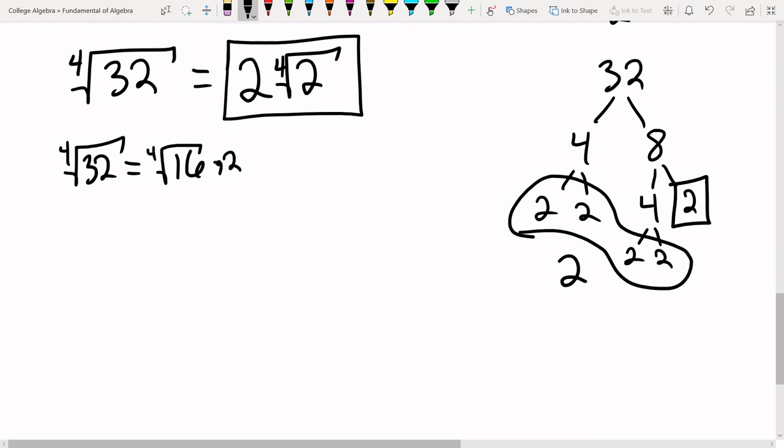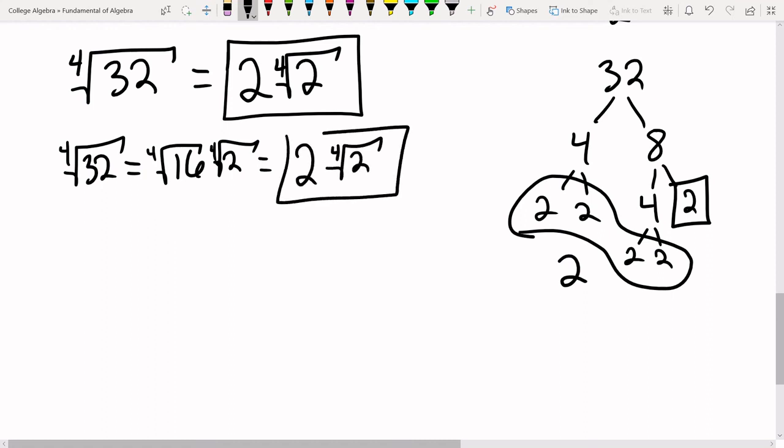We have the fourth power over each. And the fourth power of 16 asks what times what times what times what equals 16. And those have to be all the same number. And that is 2 times 2 times 2 times 2. So we have 2 to the fourth power of 2. And of course we get the same answer either way we do it.